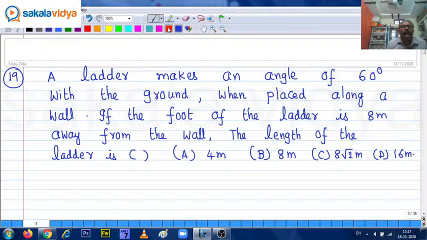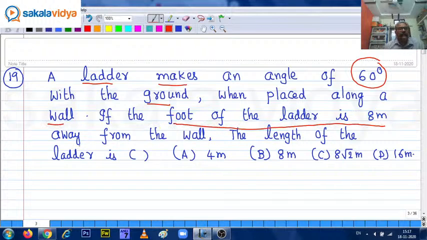A ladder makes an angle of 60 degrees with the ground when it is placed along a wall. If the foot of the ladder is 8 meters away from the wall, the length of the ladder we need to find out. So this sum already did, sir. Okay, this model might have done.